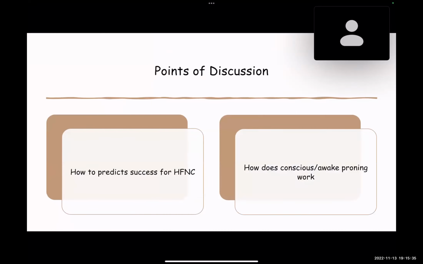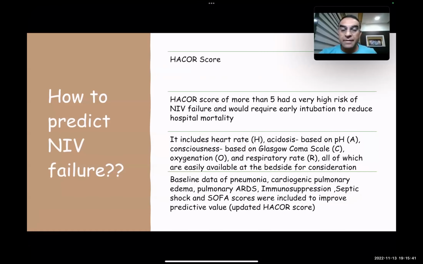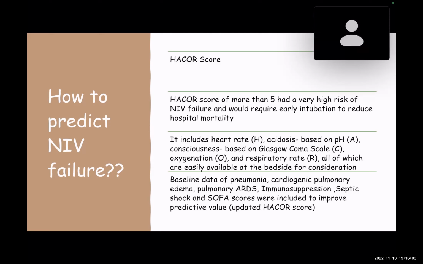Okay, next slide. Khushboo, can you go back to the earlier one? HACOR score? Yes. Yeah, so now there's a 2022 paper that has come up, which is called the updated HACOR score, in which they included, along with the other variables, the baseline data of pneumonia, cardiogenic pulmonary edema, pulmonary ARDS, immunosuppression, septic shock, and SOFA scores. And that was found to improve the predictive value of documenting or predicting NIV failure.